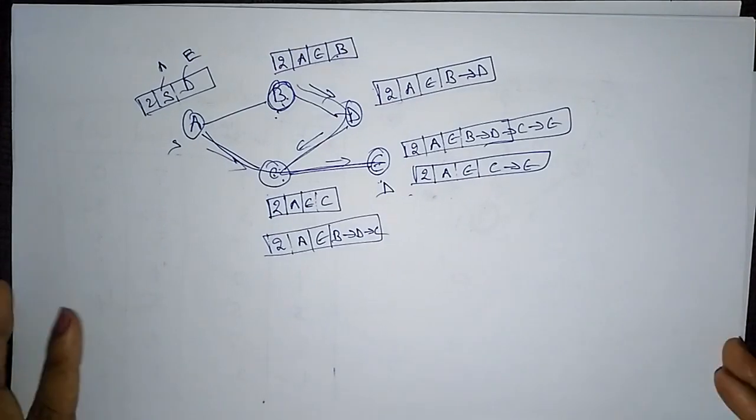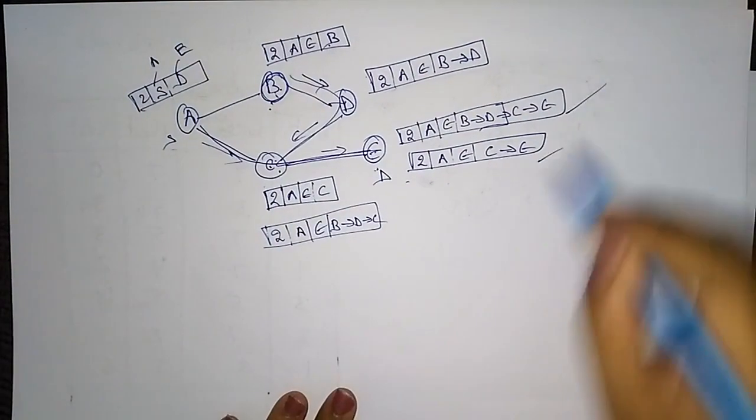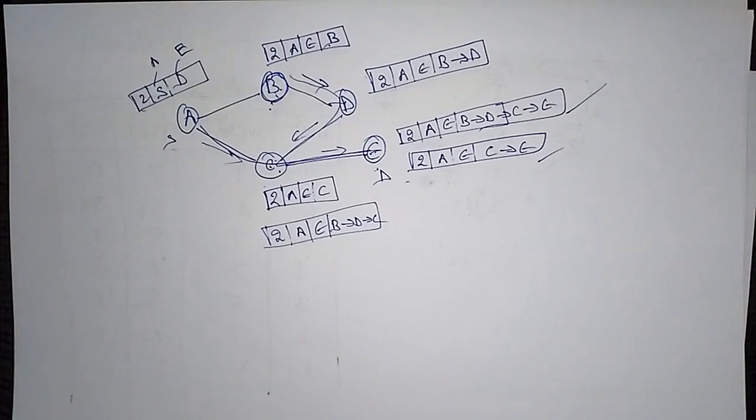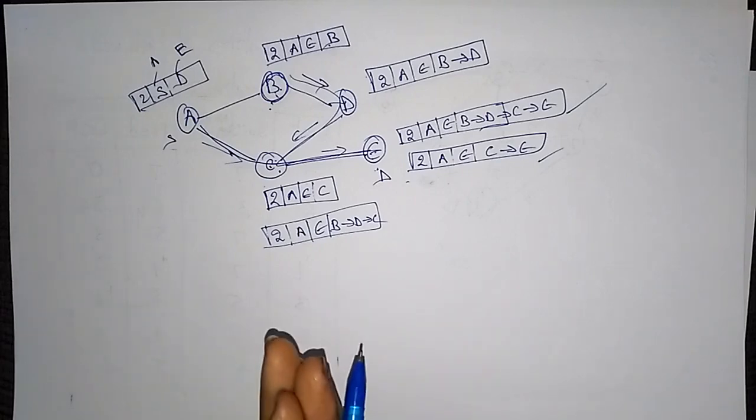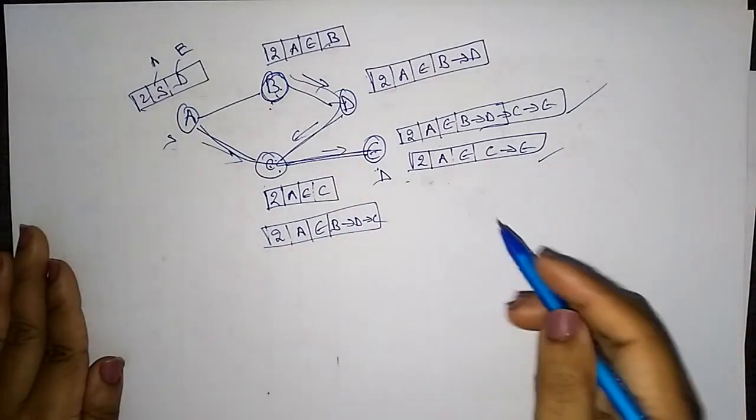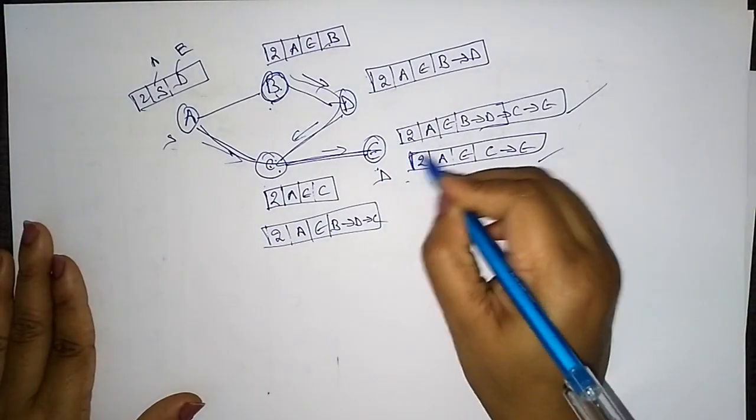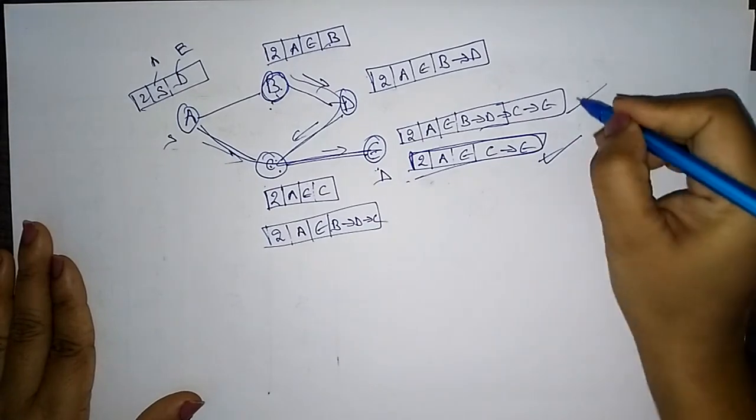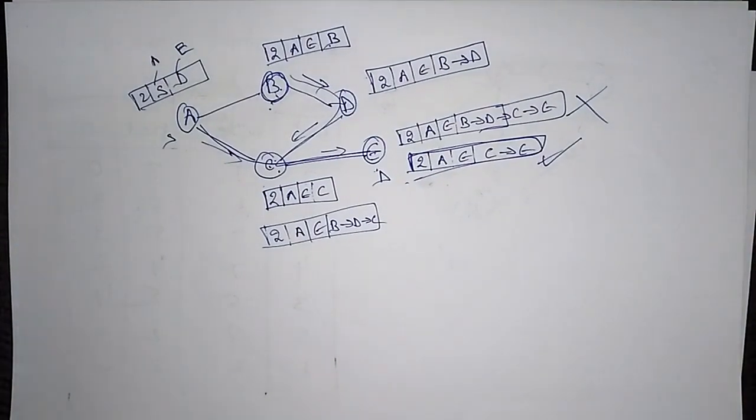Now the destination checks which route has to be selected, this route or this route. The destination always thinks about the shortest path, so the shortest path is selected and it sends the reply. Which path will be selected? Obviously it selects this path, and the other will be discarded. So this is about DSR, the reactive routing protocol. Thank you.